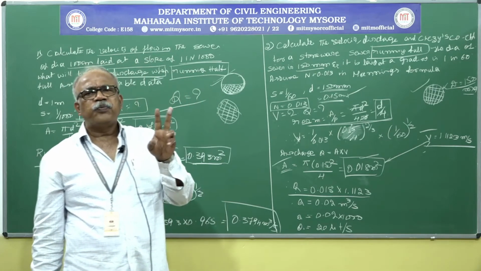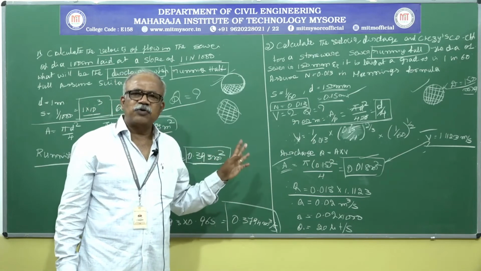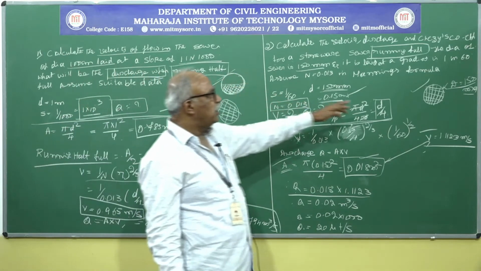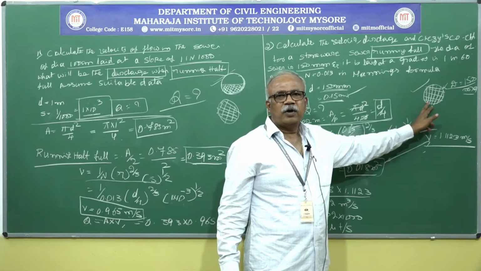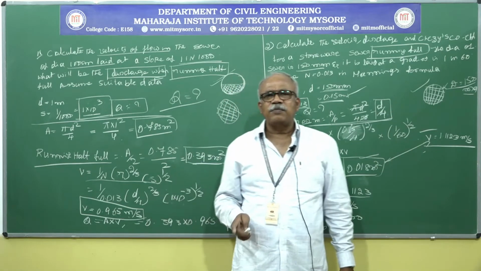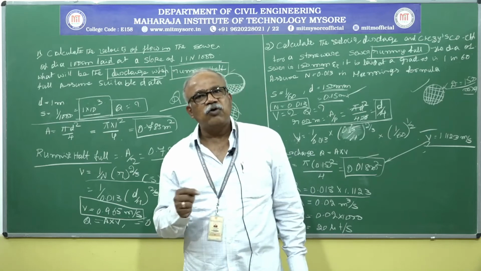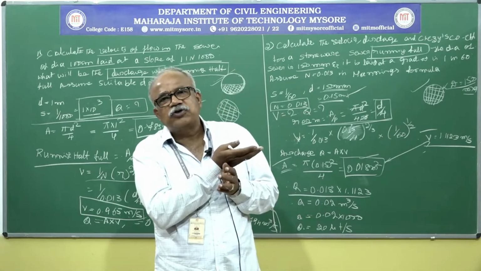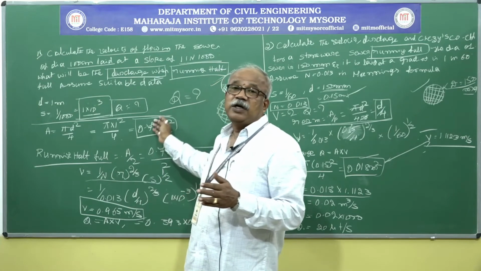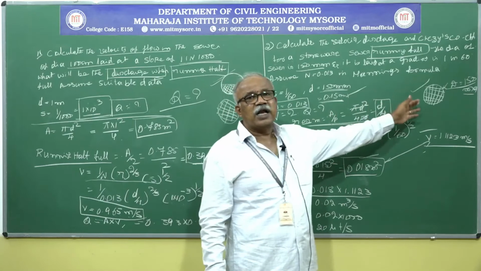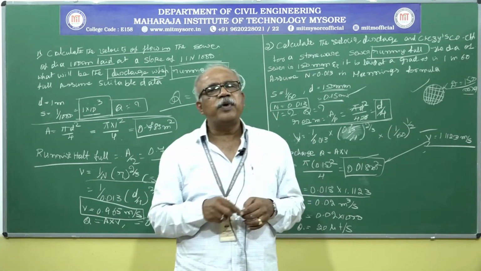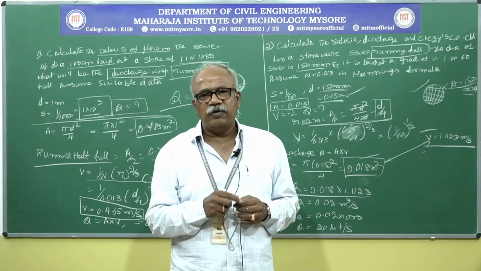Only two conditions will be applied in these problems. One is half full, another one is running full. When half full comes, you have to divide by 2 because the area is half portion. That's why whatever diameter is given, I divide by 2 here. But in running full, there is no question of dividing by 2, because the whole area should be calculated.